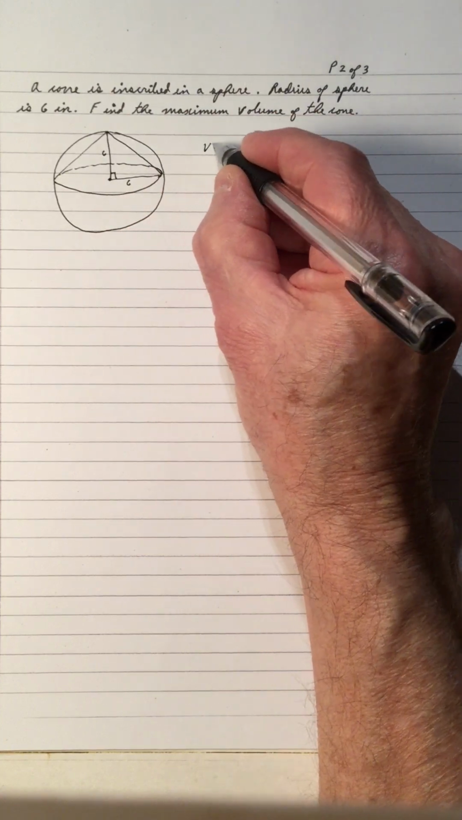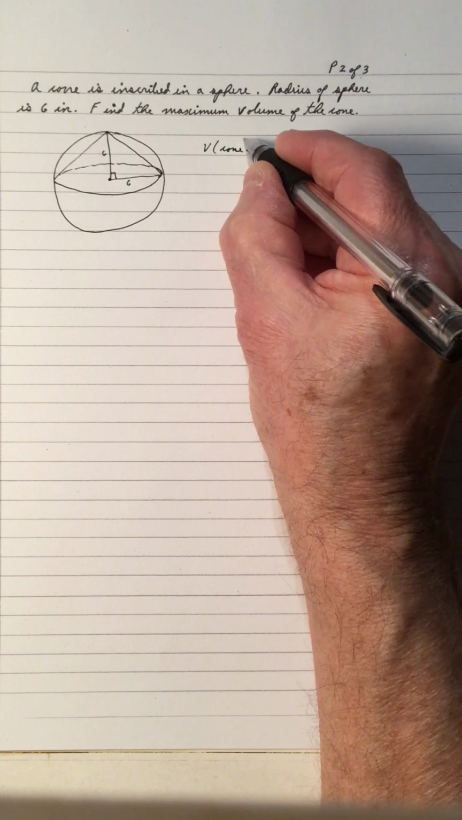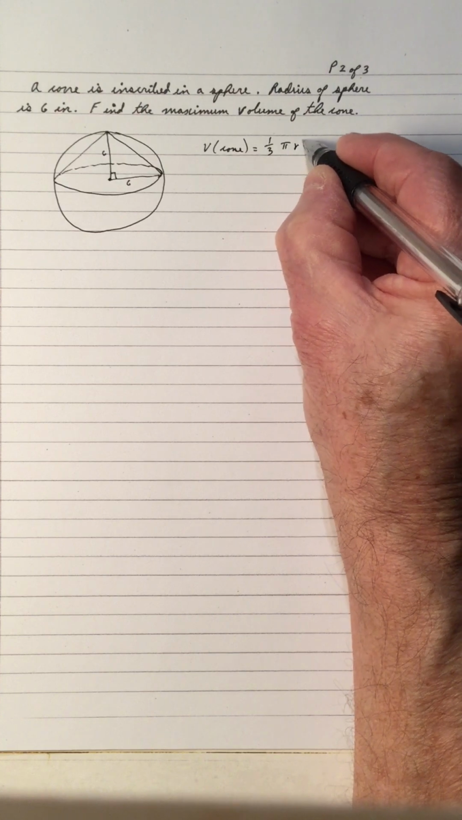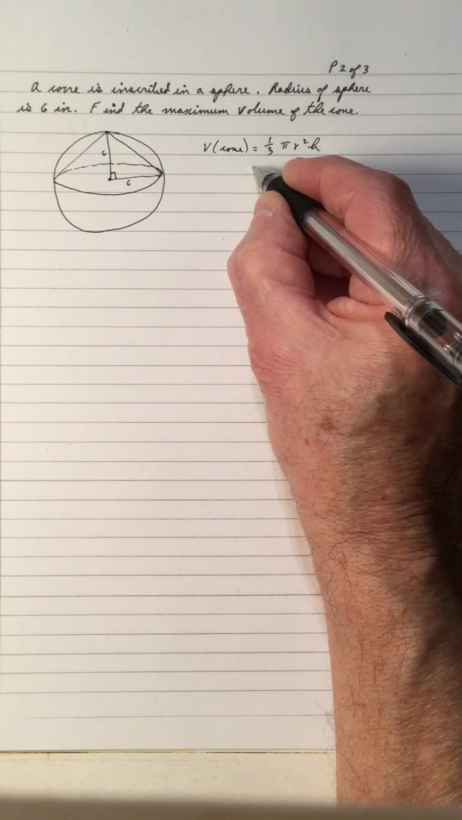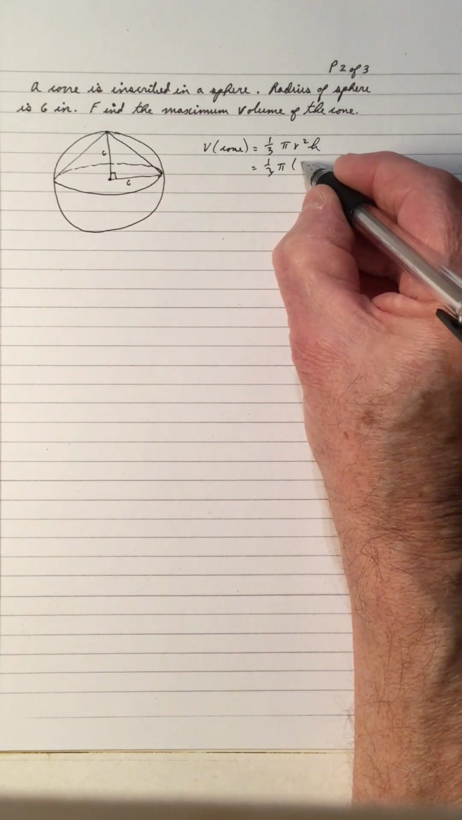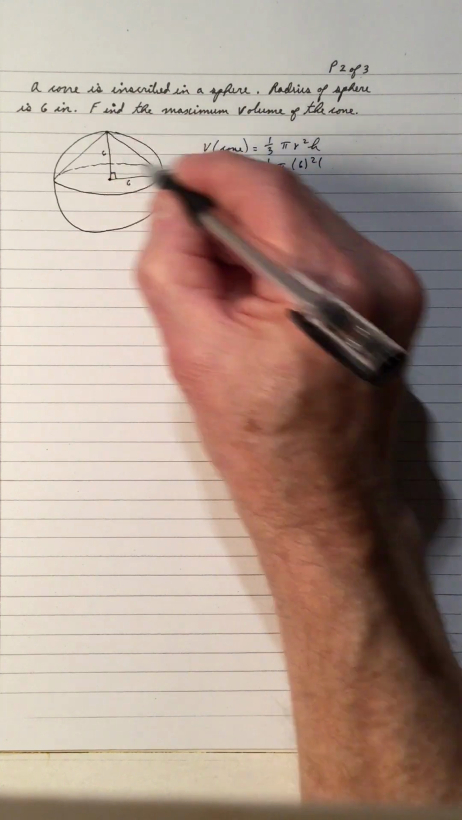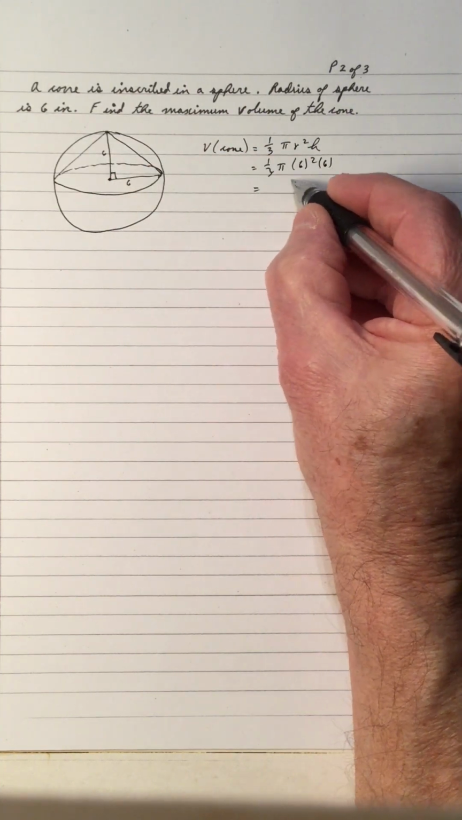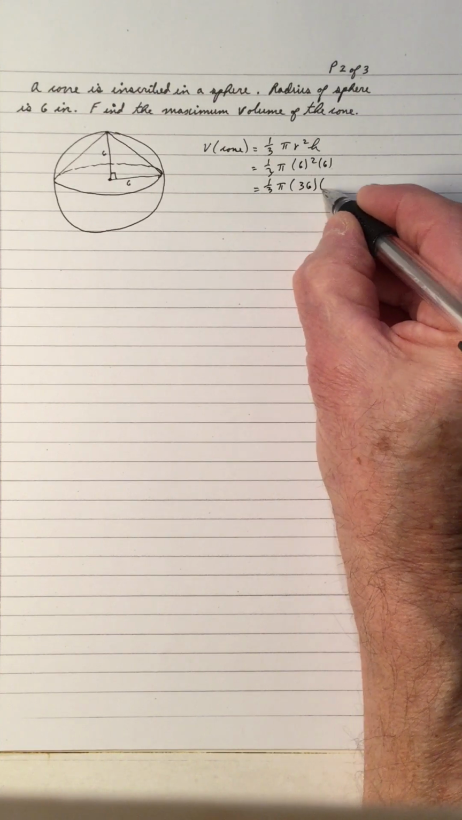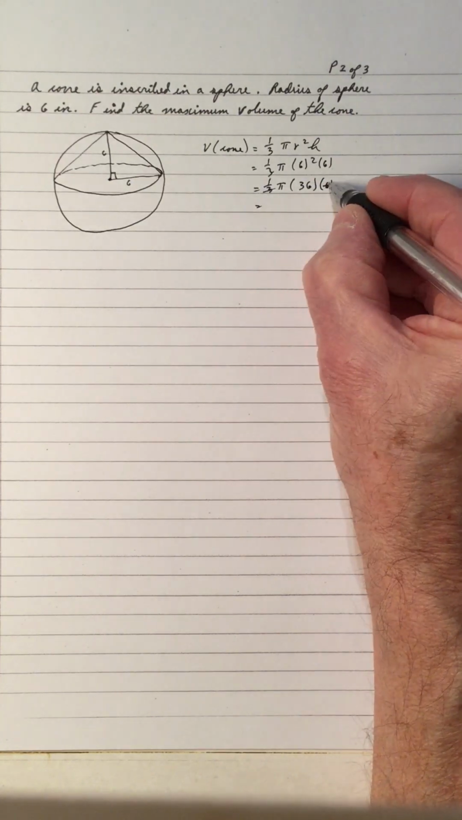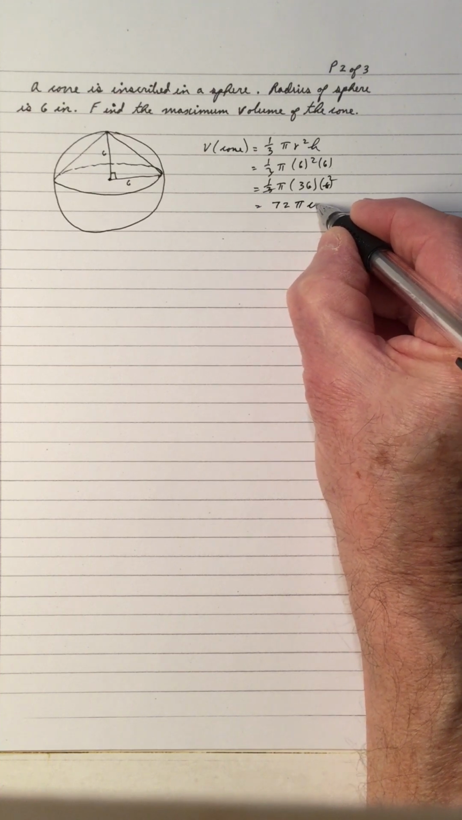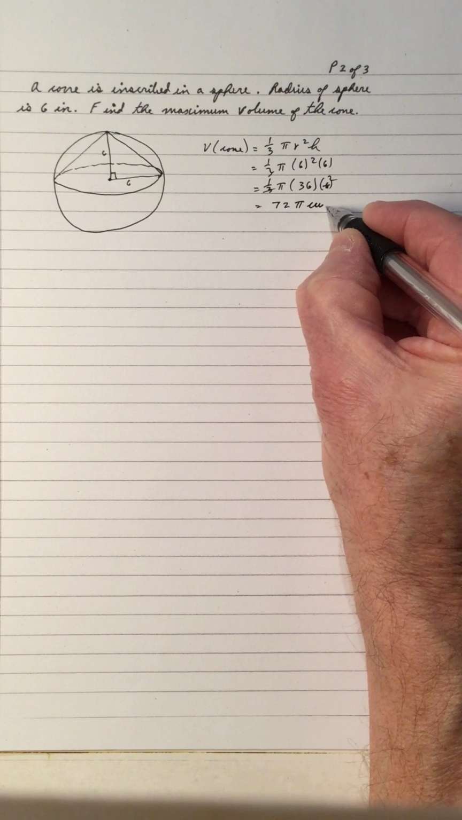The volume of the cone that's inscribed inside is 1/3 the volume of a cylinder, which is pi r squared h. So that's 1/3 pi. The radius is 6 and the height is 6. So we have 1/3 pi, 6 squared is 36, times 6. So 1/3 times 6 is 2. So we have roughly 72 pi, and that's a volume in cubic inches.